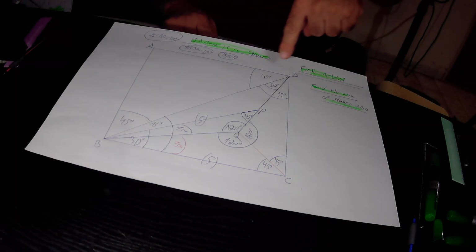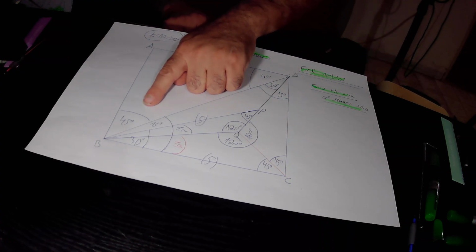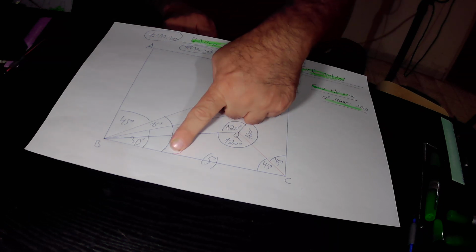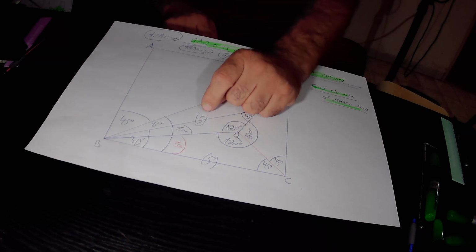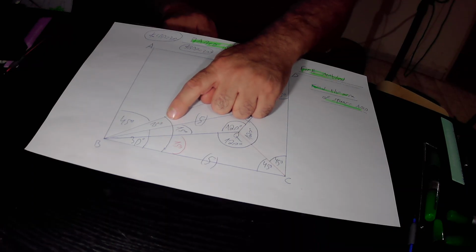Likewise, diagonal DB bisects angle ABC. This is the first half, that is 45 degrees. This is the second half. It's also 45 degrees. But this angle equals 30 degrees, and therefore the missing angle must be equal to 15 degrees in size.